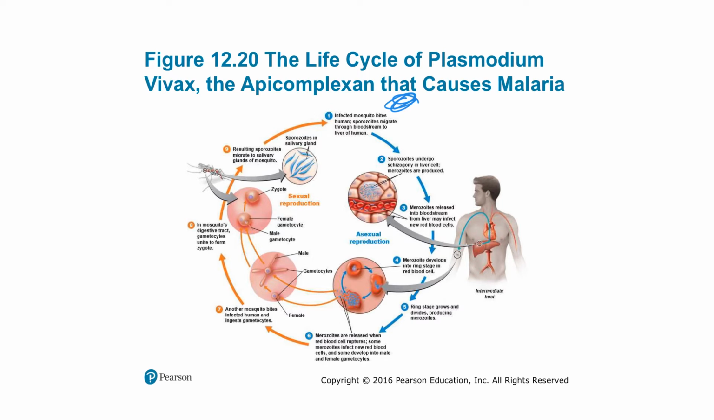The merozoite develops into the ring stage in the red blood cell, and the ring stage grows and divides, producing the merozoites. The merozoites are then released from the red blood cells when they rupture, and some merozoites infect new red blood cells, and some develop into male and female gametocytes. Another mosquito bite infects the human and ingests those gametocytes, and then in a mosquito's digestive tract, the gametocytes unite to form a zygote, and this results in the sporozoites migrating to the salivary glands of the mosquito, which starts the whole process over again.